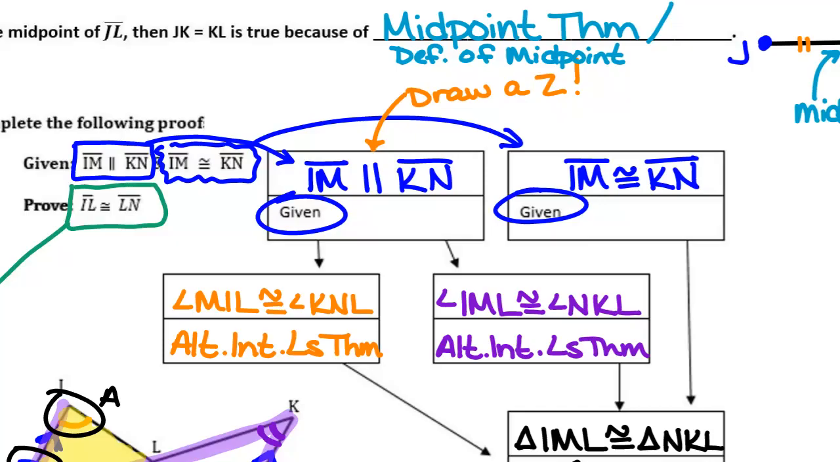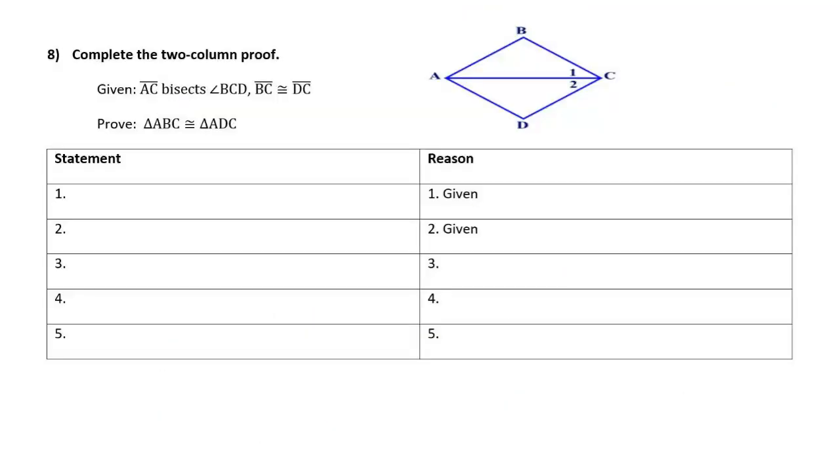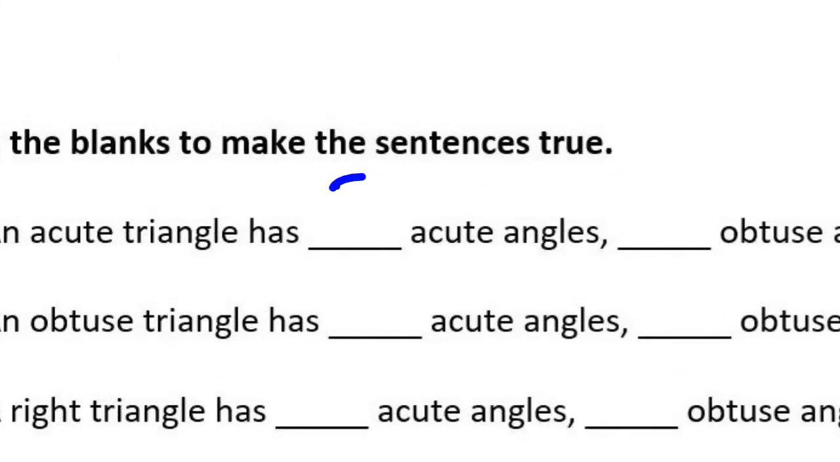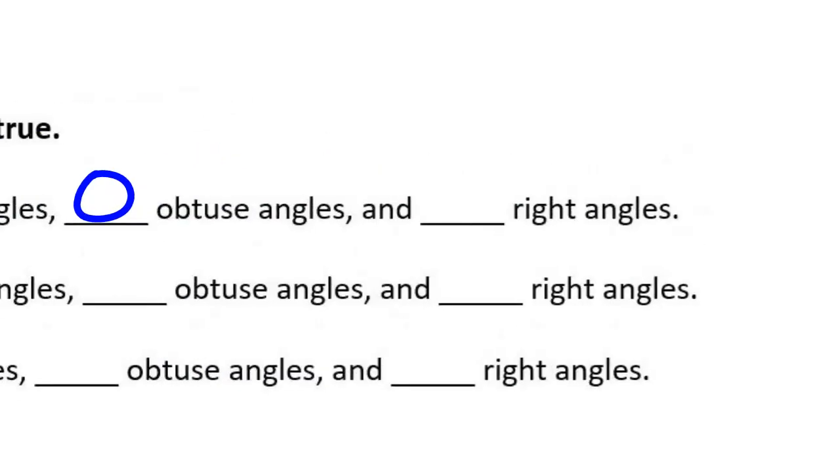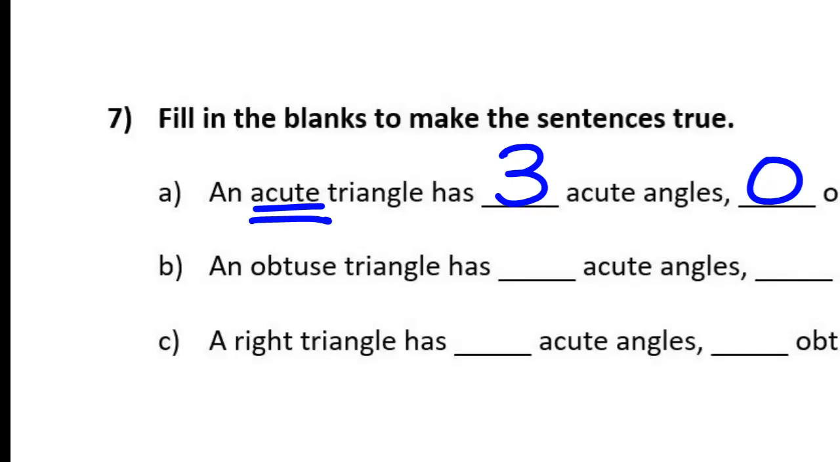Angelina, you said number 7? All right, let's go look at number 7 now. Fill in the blanks to make the sentences true. An acute triangle has how many acute angles? 3 acute angles. How many obtuse angles does an acute triangle have? None. How about right angles? 0. That is for my acute triangle.